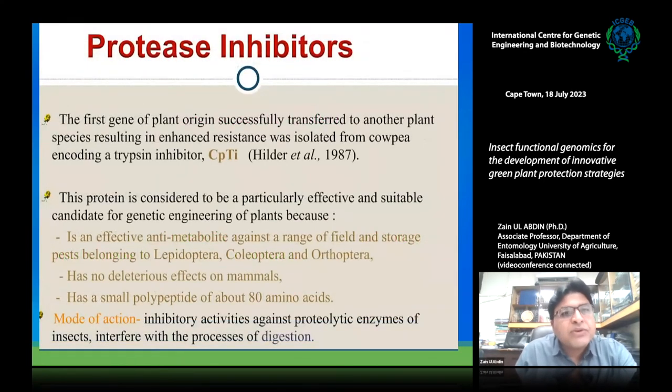These are protease inhibitors. The first gene of plant origin successfully transferred to another plant species, resulting in enhanced resistance, was isolated from cowpeas. This protein is considered to be a particularly effective and suitable candidate for genetic engineering of plants. The important thing is the mode of action of protease inhibitors: they act against the proteolytic enzymes of insects and interfere with the process of digestion. So it is a very novel mode of action. When insects feed on plants carrying these protease inhibitors, the inhibitor enters the body of the insect during the feeding process and interferes with the proteolytic enzymes, which interferes with digestion. And ultimately, due to the digestive problem, the insect dies.